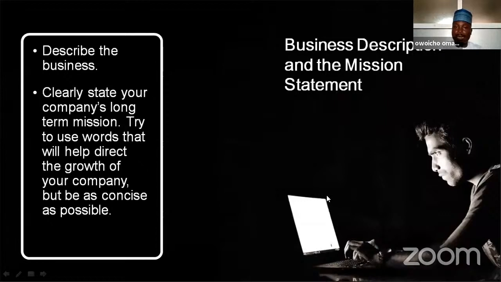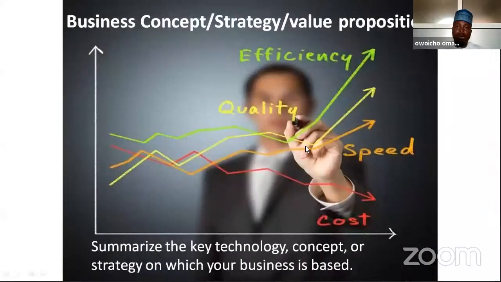All right, the next topic is our business concept, the strategy, and then the value proposition. When we say business concept, we're talking about what's the whole idea. What idea are you bringing in? And then this idea can be tied to your strategy. It can be tied to your business model. So in this concept, we want to see the technology you are bringing.